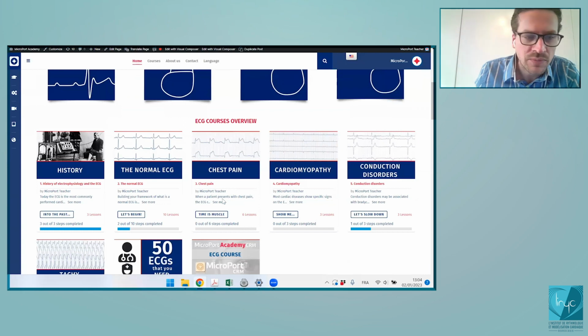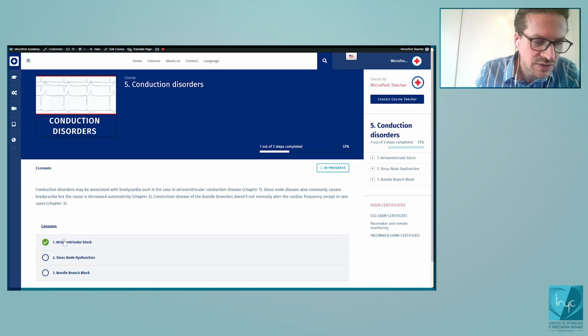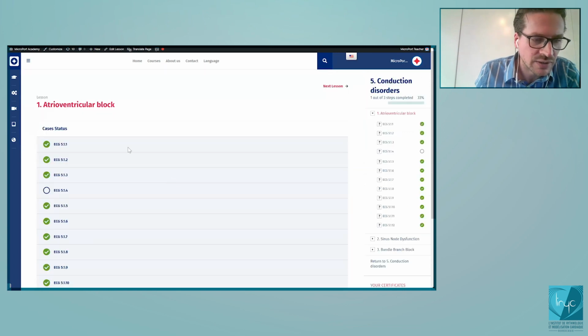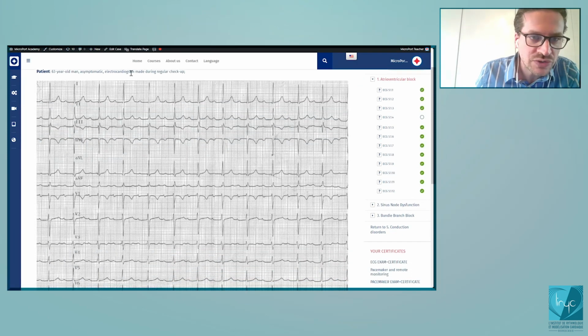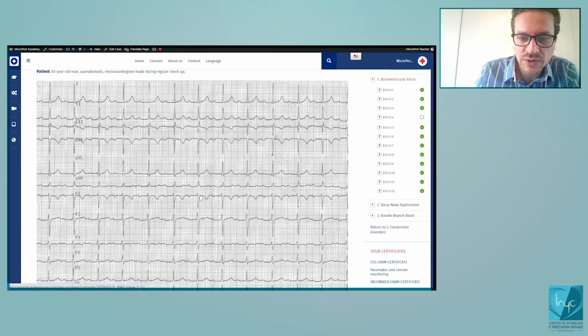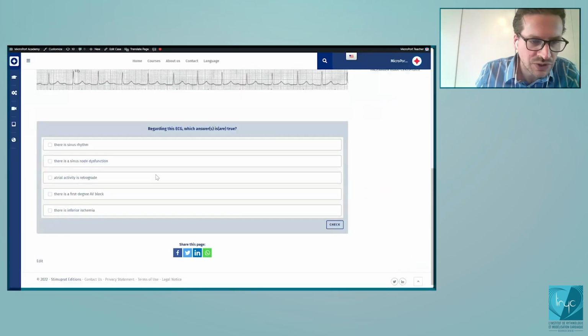We have some basics. Normal ECG is already quite a lot of tracings. And then depending on what kind of pathology, so for example, conduction disorders, you can go to AV block, and here there's a lot of tracings. And the idea is always to have a tracing, and then with a short clinical description, you can click on the tracing to zoom it. And then if you go down, there is a question which you need to answer.